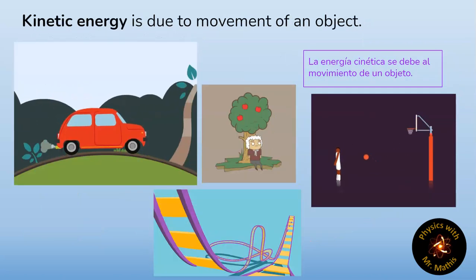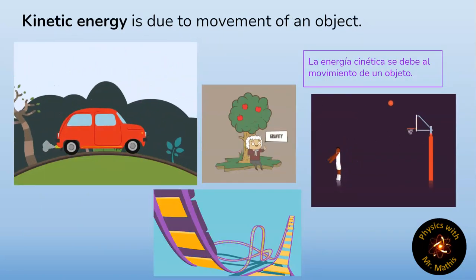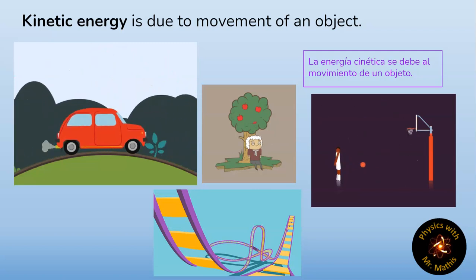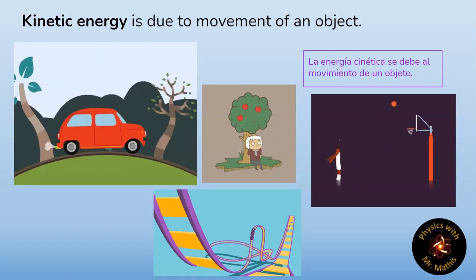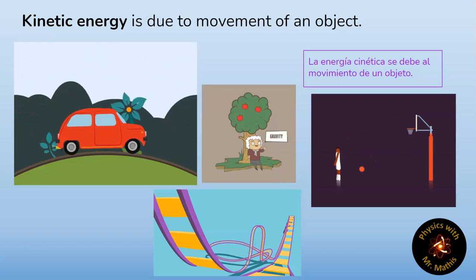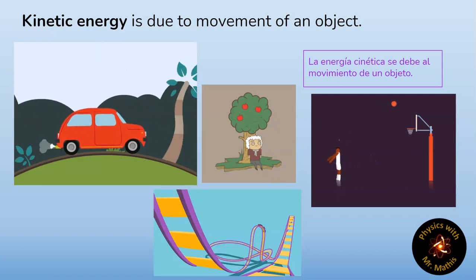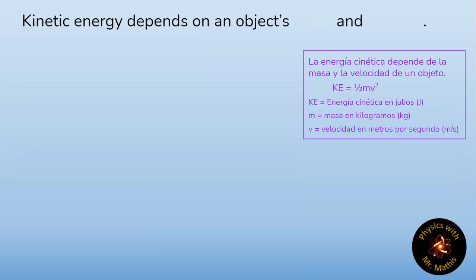Kinetic energy is always due to the movement of an object. If an object is moving, it has kinetic energy. It could be a car, a falling apple, or a rolling roller coaster. They all have kinetic energy.